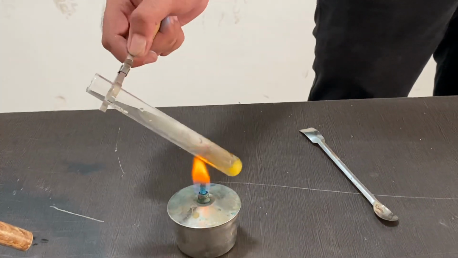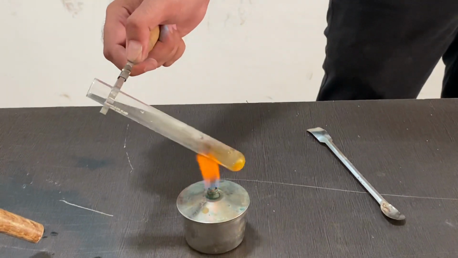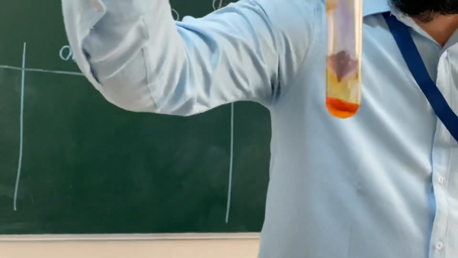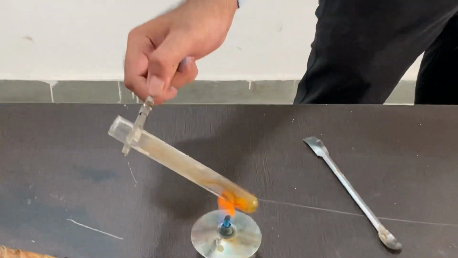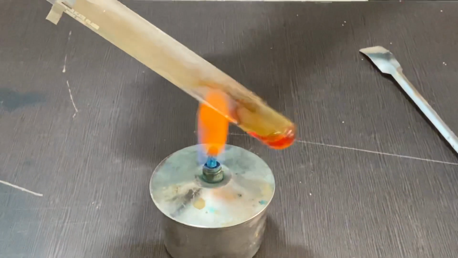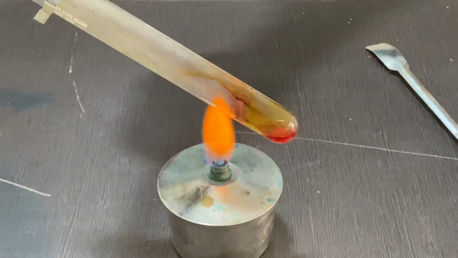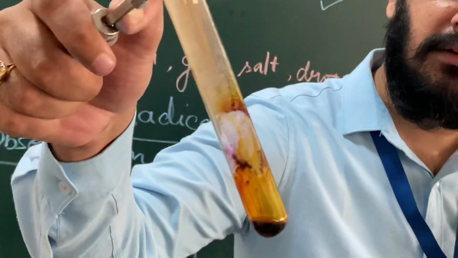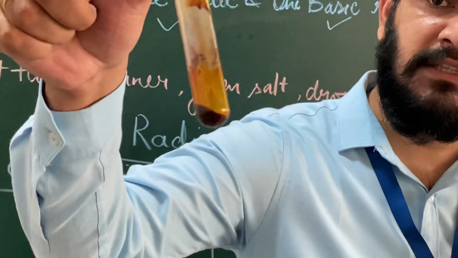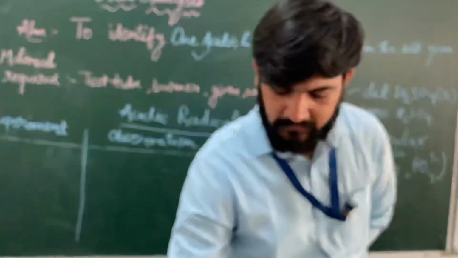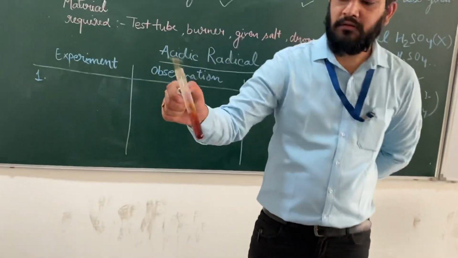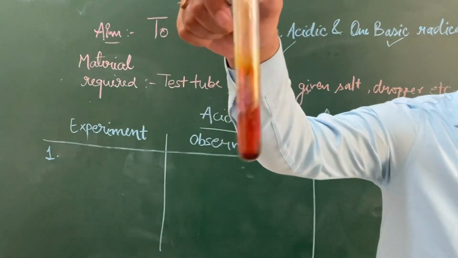Now on heating, what you can see is a dense purple. I'm going to heat it again, then it will be more visible to you. Yes, you can see now. Dense purple fumes are evolving. As you can see, a purple shade is there. Okay. Now this purple color, now see.